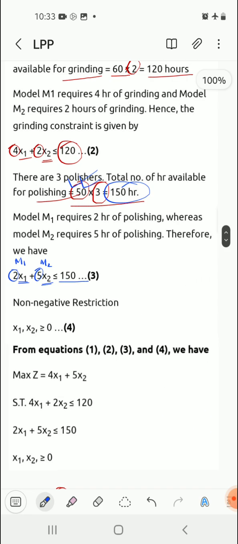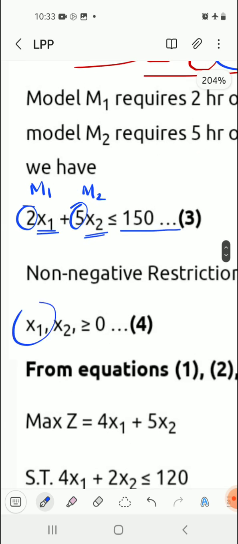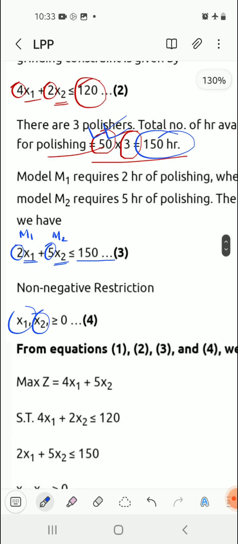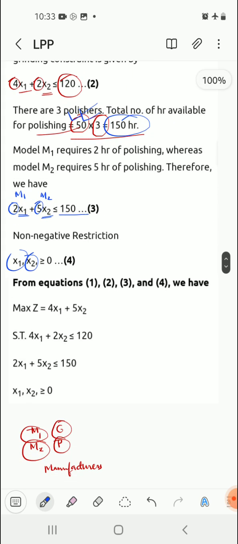Now, what are the two things that we are using? X1 and X2. These are the two models on which these machines are going to work. So the non-negative restrictions are X1 and X2. These are the two things for which we are going to use all these machines.